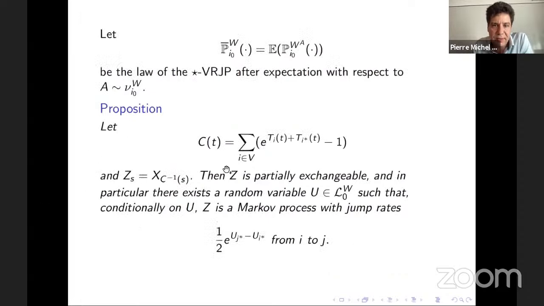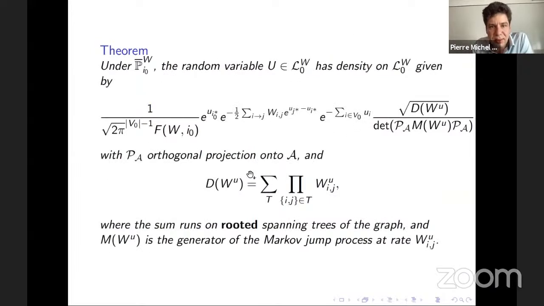And then this process, after that averaging and after putting in common the local time at I and at I star, becomes again partially exchangeable, and it's a mixture of Markov jump processes with jump rate e to the uj star minus ui star over 2. Okay, and so the limiting measure is this one, and you can take the same remark: you can get the f of Wi0 from the annealed probability, and the e to the minus sum of Wij e to the uj star minus ui star from the quenched probability. And then again, the term you have here corresponds to the renormalization when you make that measure concentrate. Okay, so let me finish by that.